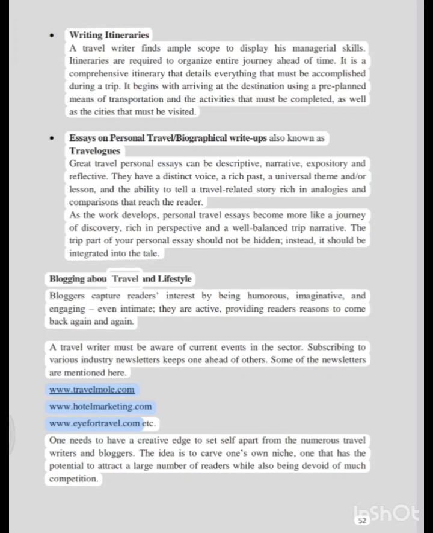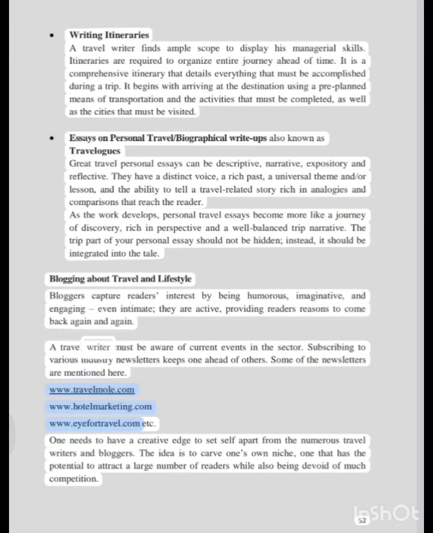Blogging about travel and lifestyle. Bloggers capture readers' interest by being humorous, imaginative, and engaging, even intimate. They are active, providing readers reasons to come back again and again.